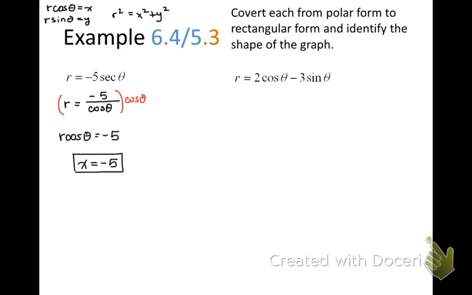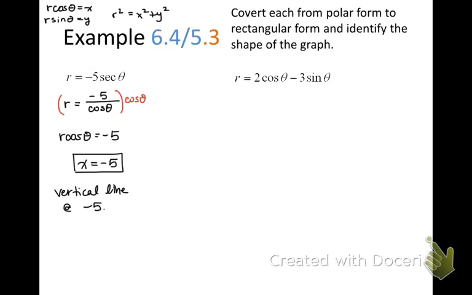Now it says to identify the shape of the graph. On the test, I'll be asking you to give me the shape and the location of the graph. Okay? Location and size. So you'll want to describe to me what this is. So what is this type of graph? More specific? Vertical line where? Vertical line at -5. Very good.